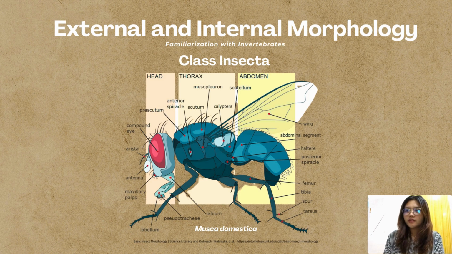So for the external and internal morphology of the insects, this is the Musca domestica species to show the different parts of the insects. Insects have three main body parts: the head, thorax, and abdomen. Here's a brief description of each.